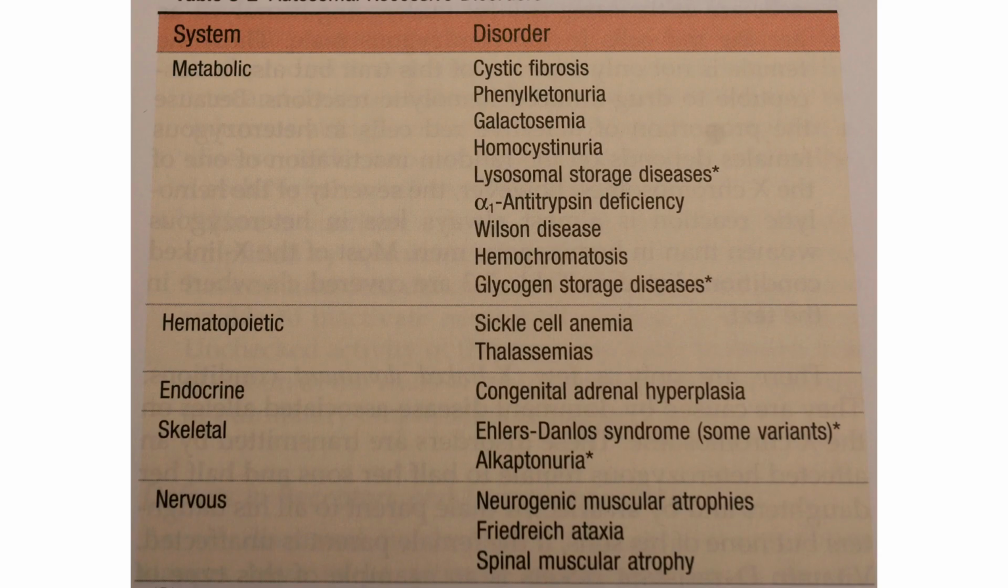Among these are cystic fibrosis, phenylketonuria, galactosemia, lysosomal storage diseases, alpha-1 antitrypsin deficiency, Wilson's disease, glycogen storage disorders, sickle cell anemia, thalassemia, congenital adrenal hyperplasia, again some variants of Ehlers-Danlos syndrome, and Friedreich's ataxia.